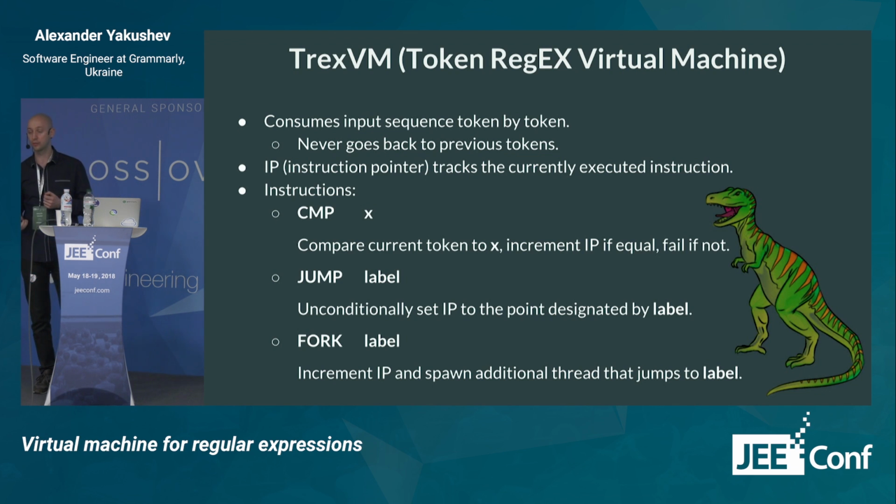And there is a third instruction, fork, which creates 2 threads from 1 thread. What I haven't told you yet is that this virtual machine is multi-threaded. There are multiple threads running in parallel. Whenever a thread does the fork instruction, 2 threads will spawn: 1 thread will continue from the next instruction, and the other one will jump to the label.